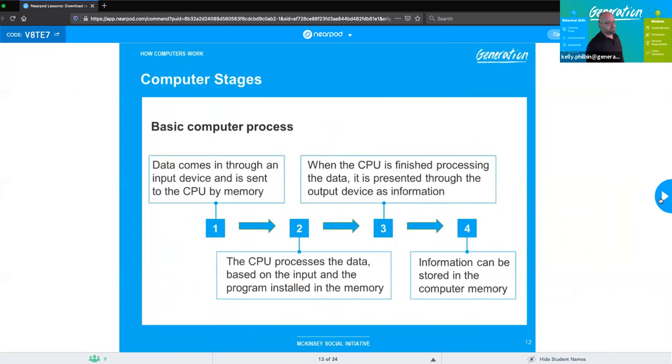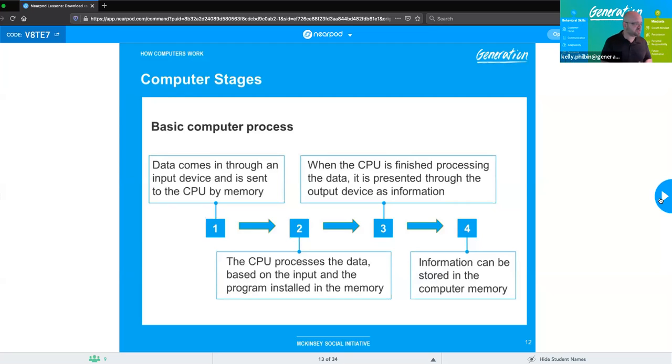All right, basic computer processes, and this is pretty much standard for almost every computer process that you have. First, the data comes in through some sort of input device. Could be a touchscreen, keyboard, scanner, webcam, what have you, and it is sent straight into the computer's memory. Then the CPU processes this data based on the input, tries to figure out what it is and what applications are running that this is applicable to, and then it stores this in the memory.